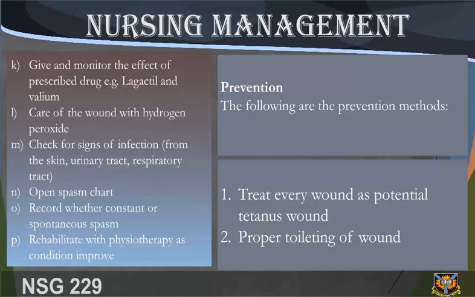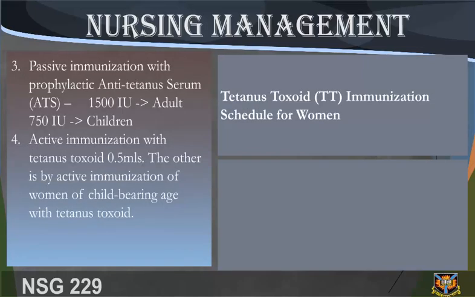Prevention. The following are the prevention methods. 1. Treat every wound as a potential tetanus wound. 2. Proper toileting of wound. 3. Passive immunization with prophylactic antitetanus serum ATS 1500 IU for children, 750 IU for adults. 4. Active immunization with tetanus toxoid 0.5 mls.